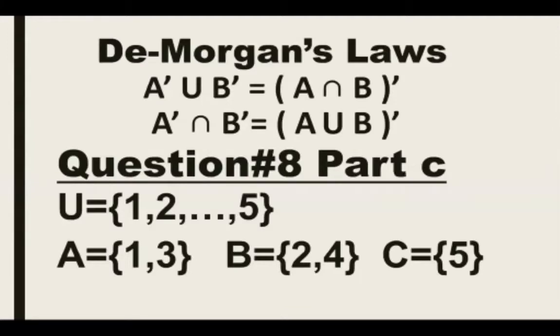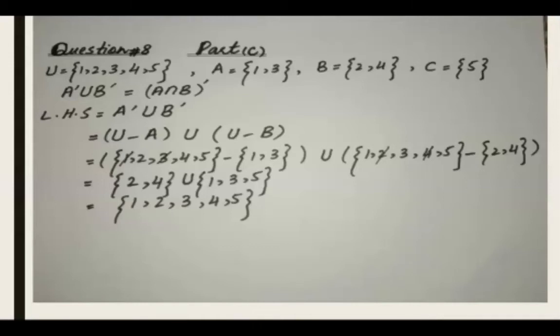Now, in part C of question number 8, we will verify the De Morgan laws. Let's prove the first law. We will prove that A complement union B complement is equal to A intersection B whole complement. First we will solve the left hand side. Left hand side is equal to A complement union B complement. A complement is equal to U minus A and B complement is equal to U minus B. Now in this step we will put the values of all the sets, set U, A and B.